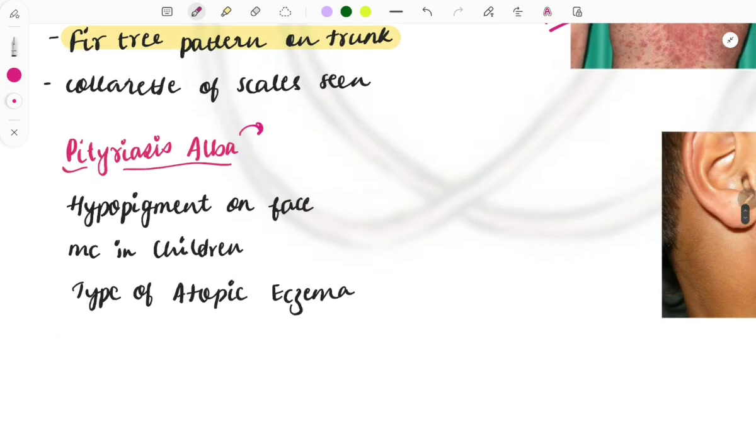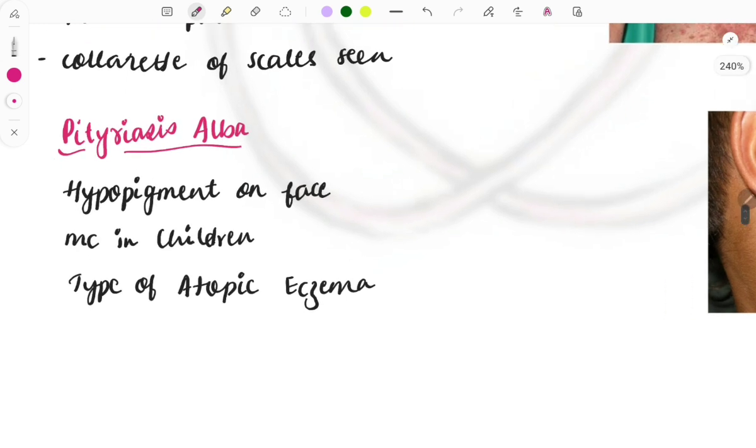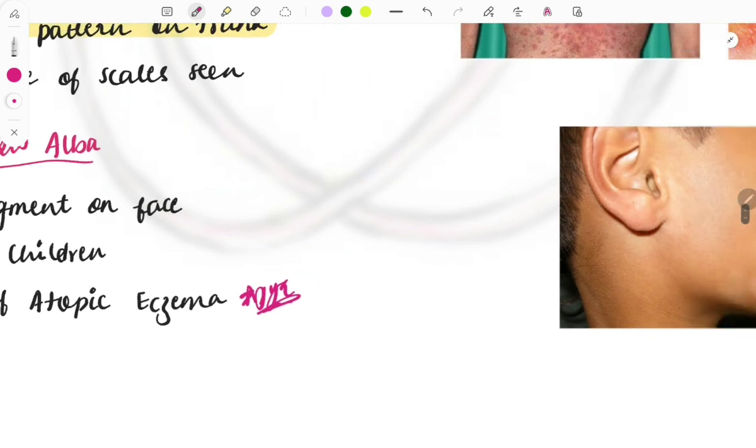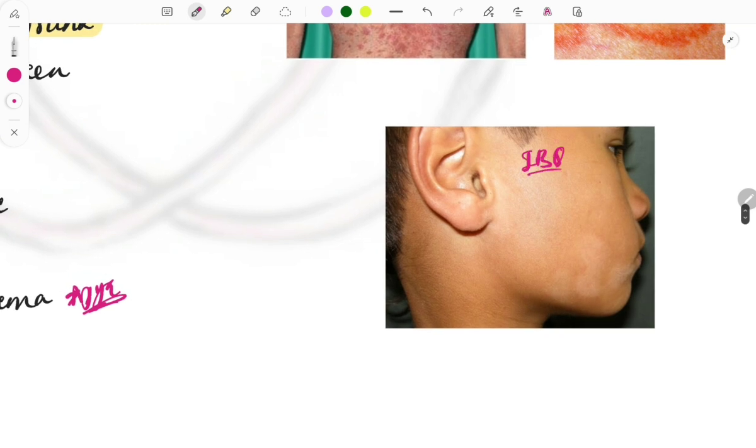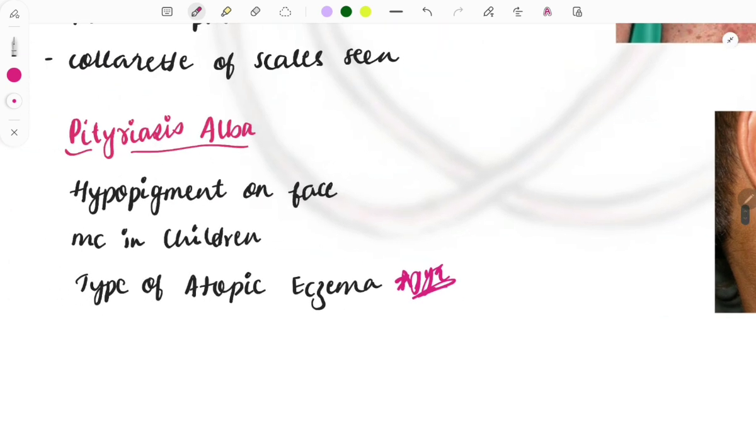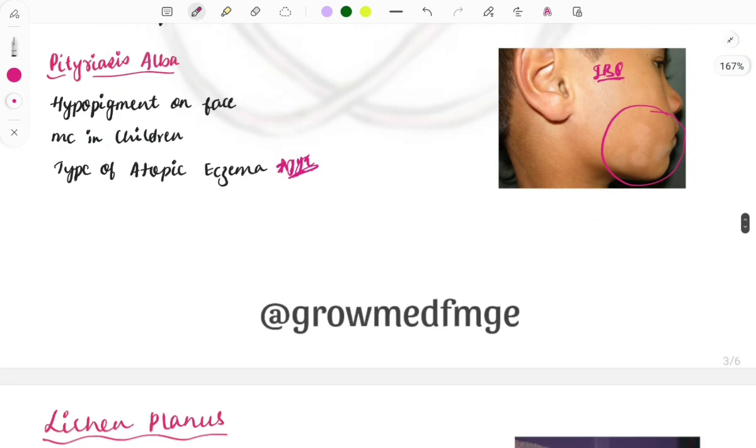Okay, then the pityriasis alba. So alba means we know that it will be hypopigmentation, and something like white patches can be seen, and whenever you see this alba, think कि वो white patches की बात हो रही है. And hypopigmentation on the face most commonly seen with the children, and this is a type of the atopic eczema. This was asked as a PYQ, and this is the image of this pityriasis alba. So image based question has also been asked on this, so you can appreciate here that hypopigmentation is seen on the face, and this is seen with this pityriasis alba.